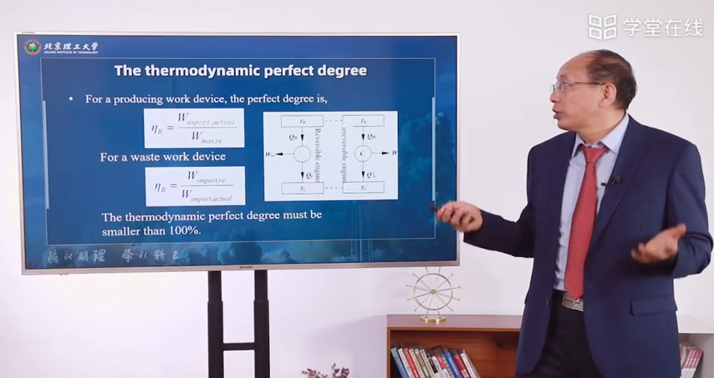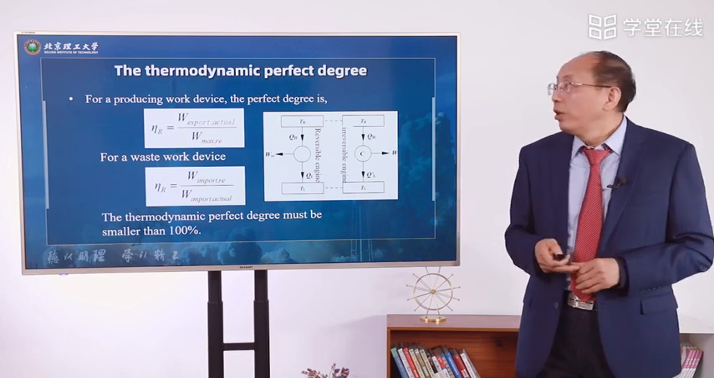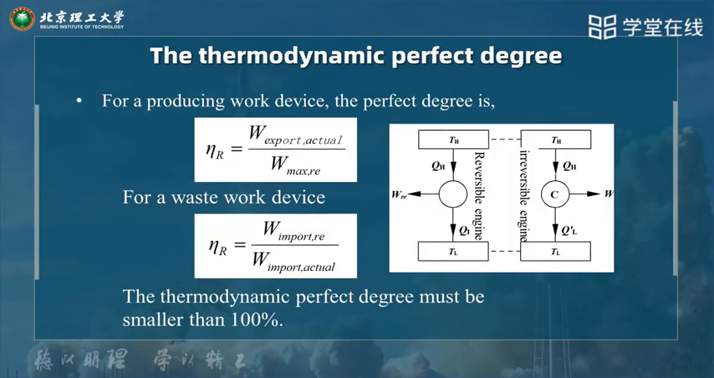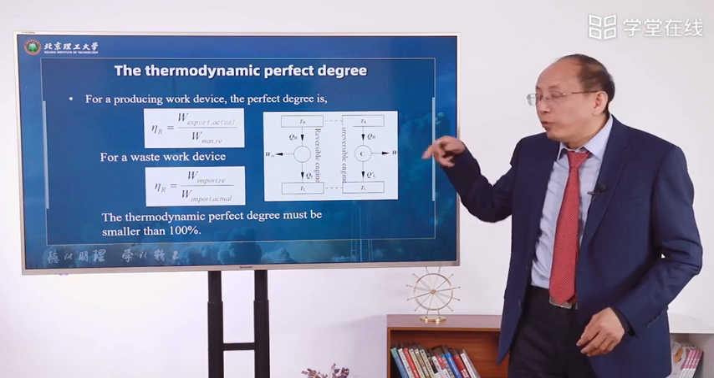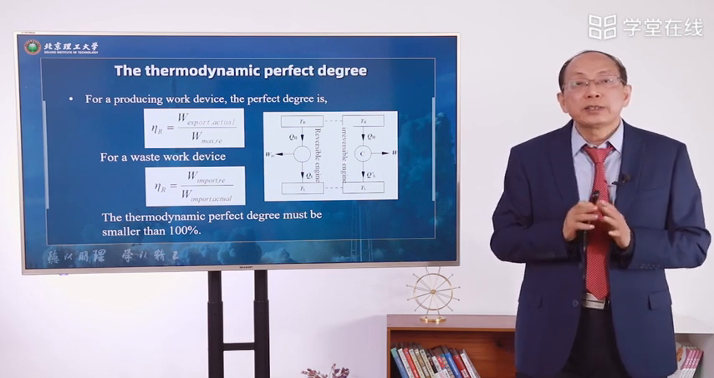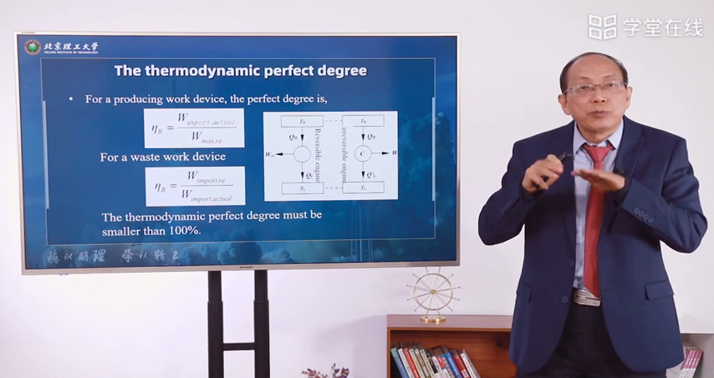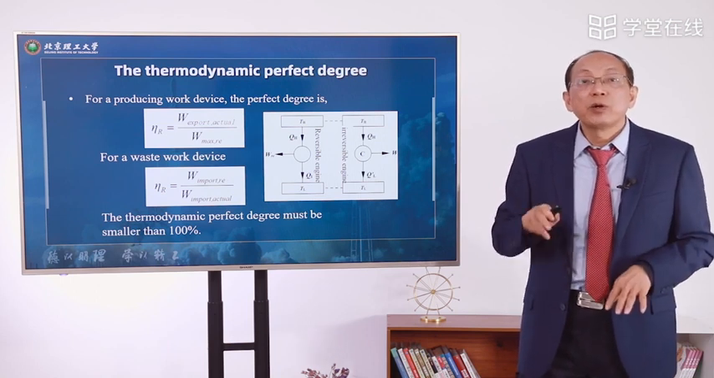So thermodynamic perfect degree and exergy efficiency are often used as the standard to evaluate energy utilization. We give a special concept, the thermodynamic perfect degree. For a work-producing device, the perfect degree is defined as R equals W export actual, the work the system gives in the actual process, over W maximum reversible, the work the system does in the reversible process. So R always is smaller than 100%.